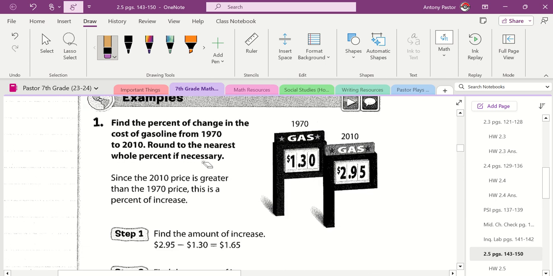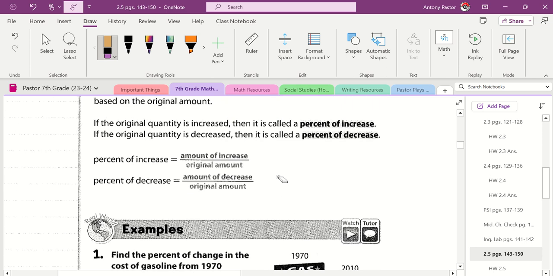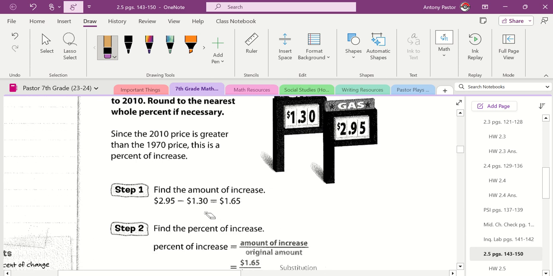So here are some examples. The percent of change in the cost of gasoline from 1970 to 2010. Gas cost $1.30 in 1970, cost $2.95 in 2010. We're going to find out the percent that it increased. It is going to be an increase because we see that the second number is bigger. So it is going to be a percent of increase. When we subtract, we find the difference is 165. We're going to put that 165 over 130.